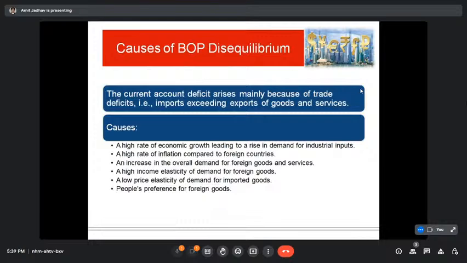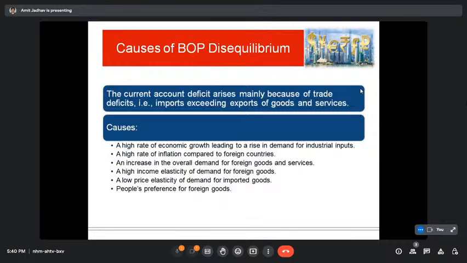What are the causes behind the disequilibrium? Basically, the current account deficit arises mainly because of the trade deficit. Trade deficit means the import exceeds the export of goods and services. So the current account deficit occurs because of the trade deficit, and a trade deficit means that most of the time the import is quite greater than the export of goods and commodities. Why does this happen?